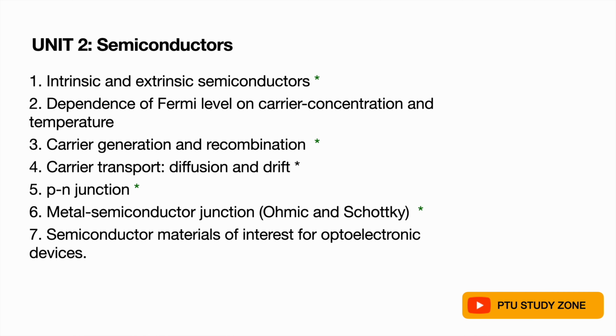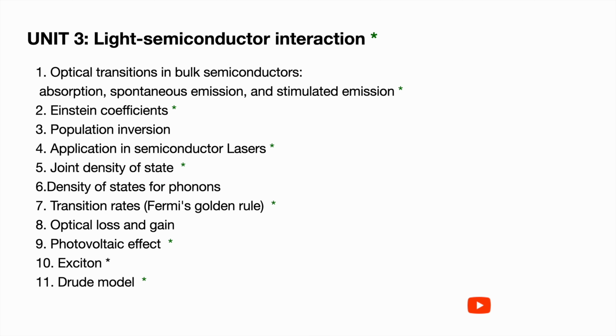Coming to the third unit, light semiconductor interaction. This is also a very important unit in the whole syllabus. First topic is optical transition in bulk semiconductors: absorption, spontaneous emission and stimulated emission. The difference between spontaneous emission and stimulated emission is a very important topic that is usually asked in previous papers, so you should do this.